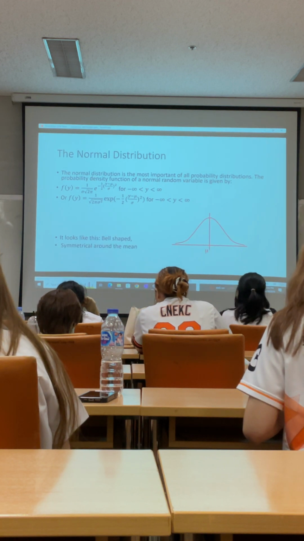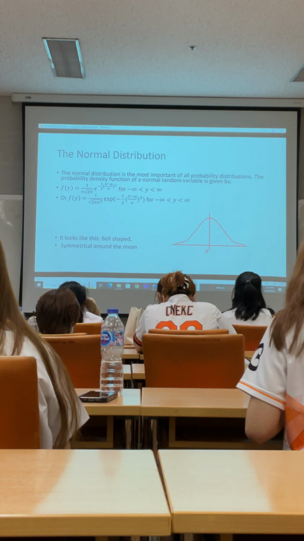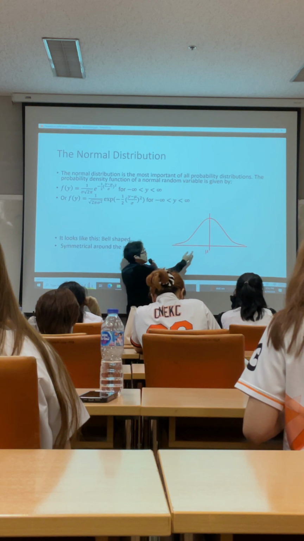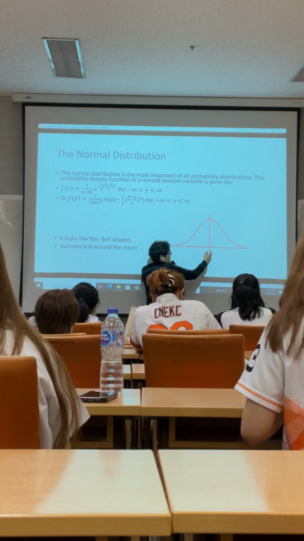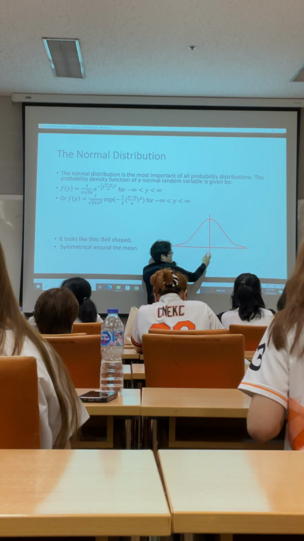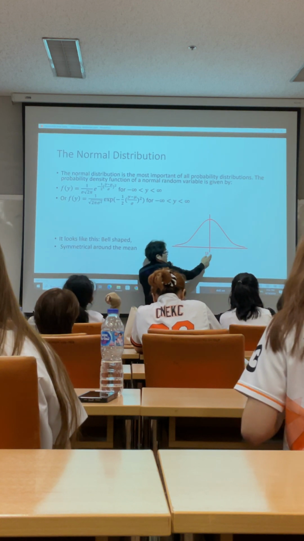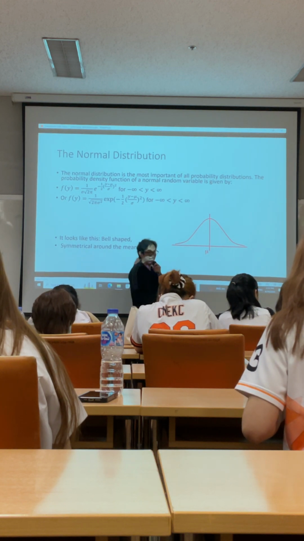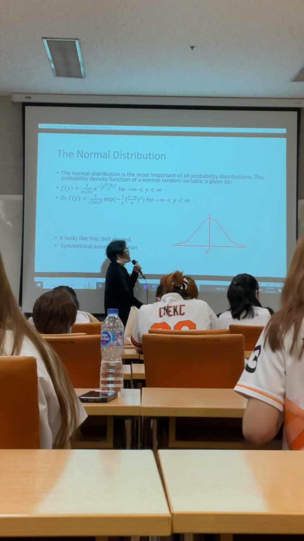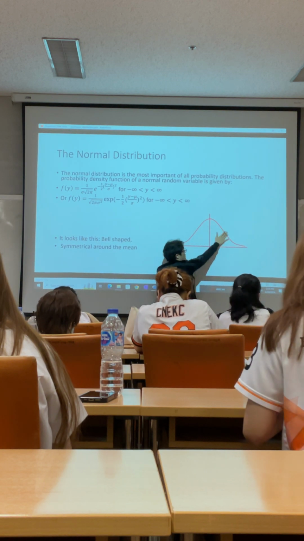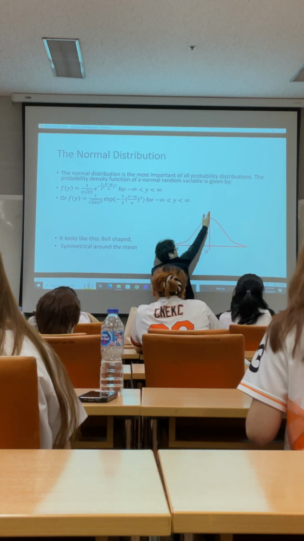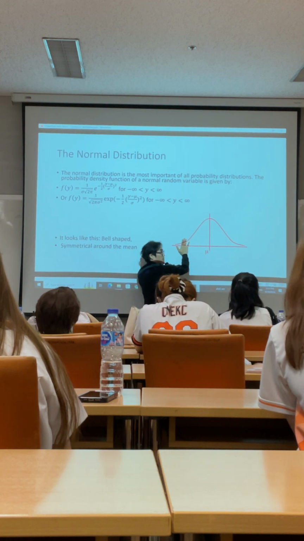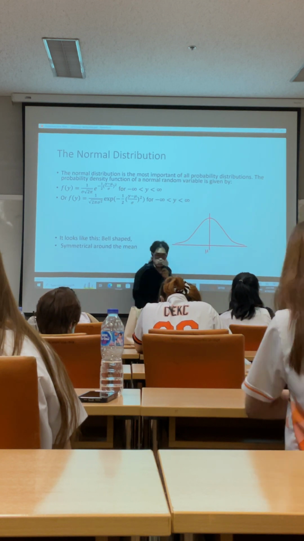The graph looks like this, right? Symmetrical around the mean, which means that we split it in the middle, and that middle is centered at the mean, the expectation, or mu, and the left and the right hand side are exactly the same, symmetrical. Because the area under the curve has to be 1, when you split 1 in half, the left hand side is 0.5 and the right hand side is also 0.5.